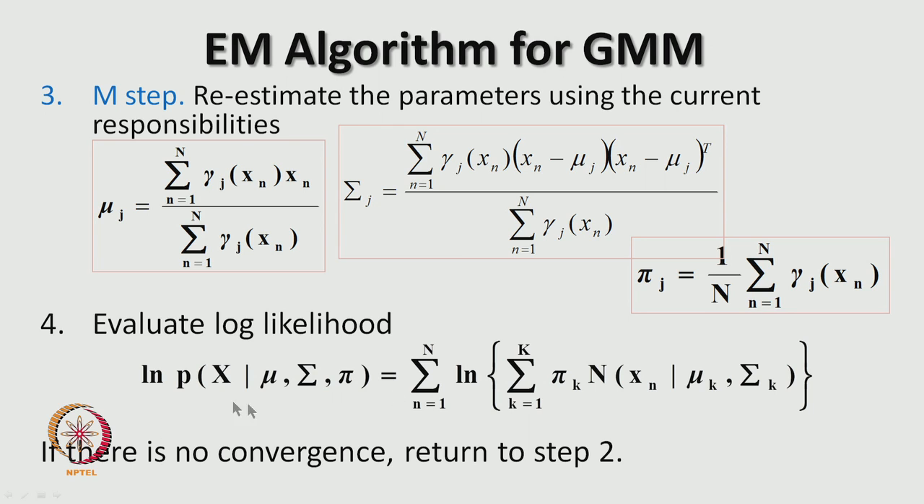The other one which you can use is given in step number 4: when you estimate this log likelihood, if it itself does not change over a set of iterations.